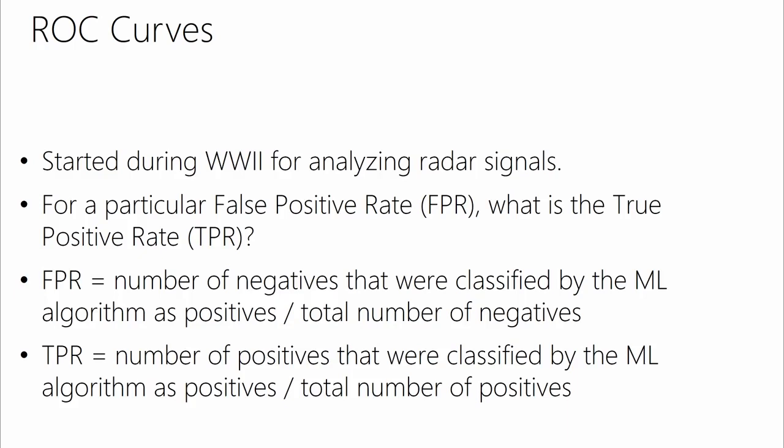So just to remind you, the false positive rate is the number of negatives that are classified by the algorithm as being positive, divided by the total number of negatives. And the true positive rate is the total number of positives that were classified by the machine learning algorithm as positive, divided by the total number of positives. And so for each possible false positive rate, we want to have a corresponding true positive rate.